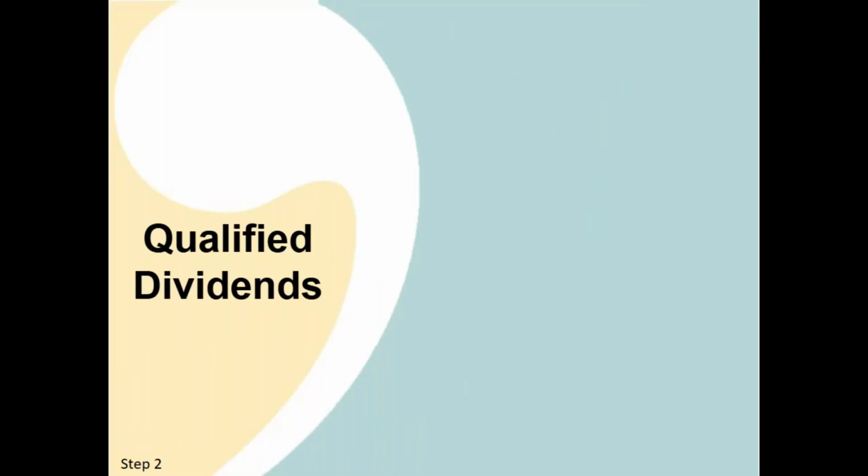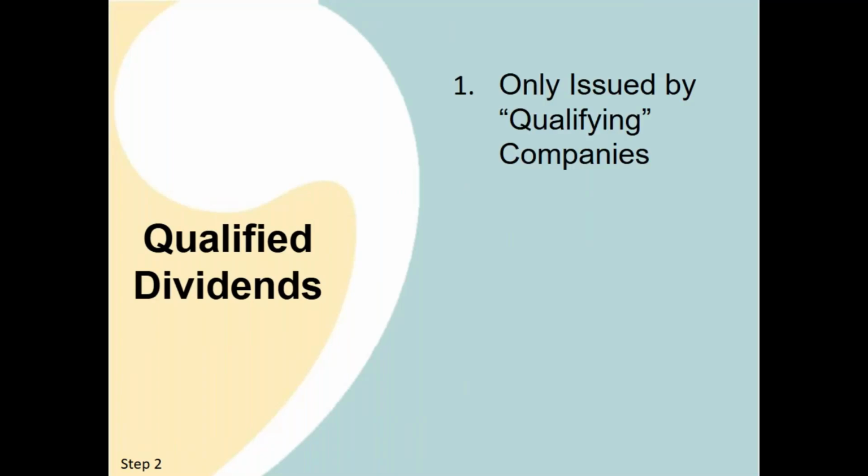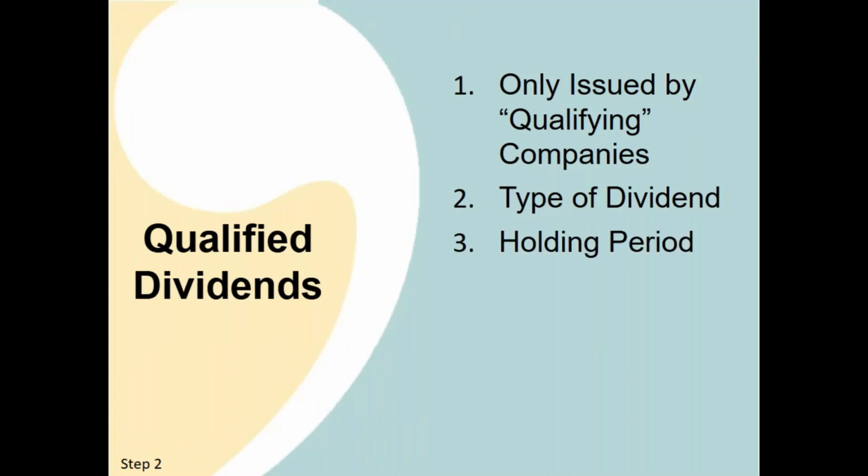There are 3 requirements for a dividend to be considered qualified. Only U.S. and certain foreign companies can issue qualified dividends. Only certain types of dividends are qualified. Dividends from money market accounts are usually not. Neither are most of the dividends from REITs. The holding period. You need to have owned the stock paying the dividend for more than 60 days during the 121 days that begins 60 days before the ex-dividend date.